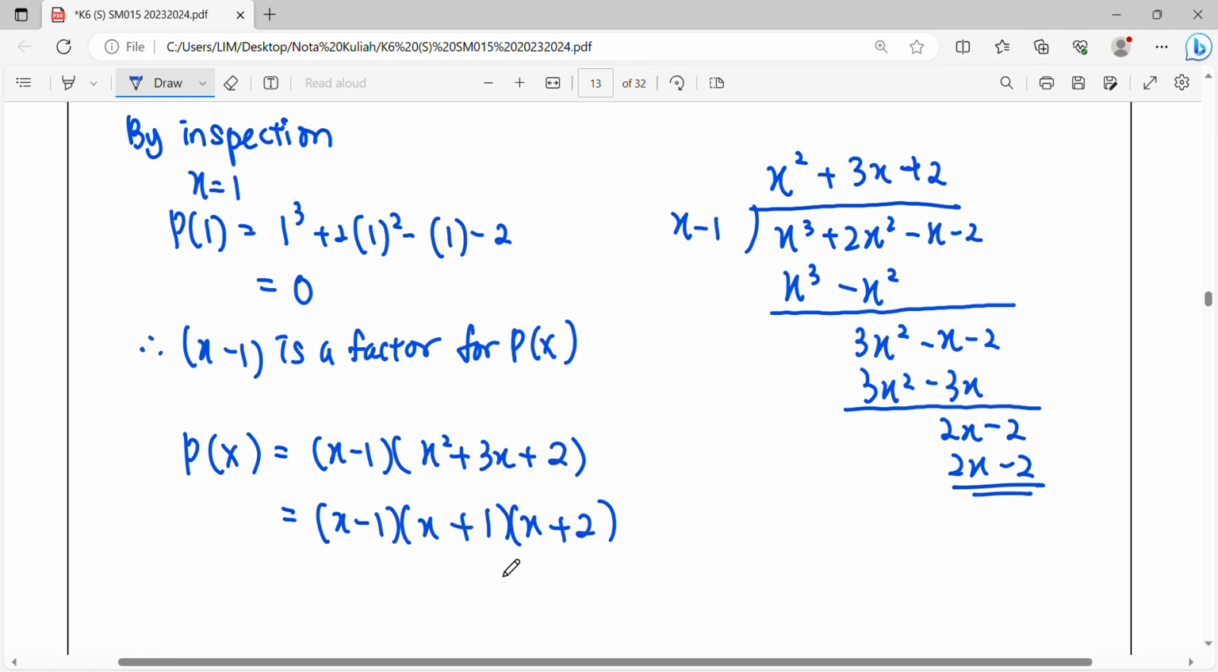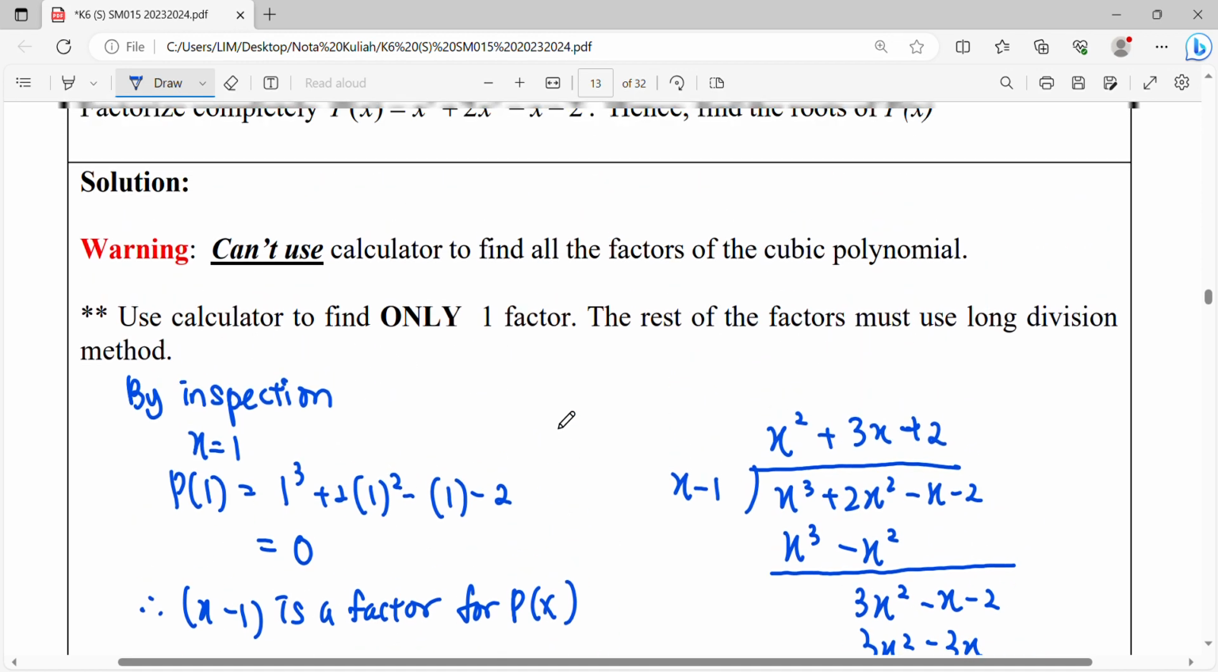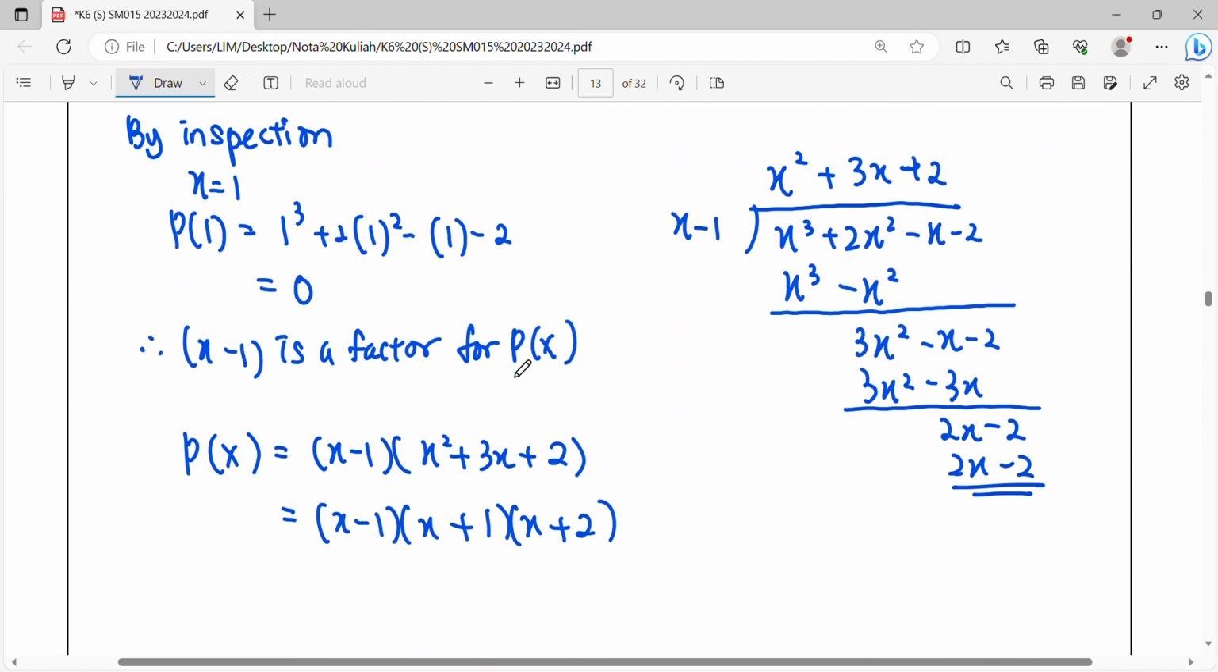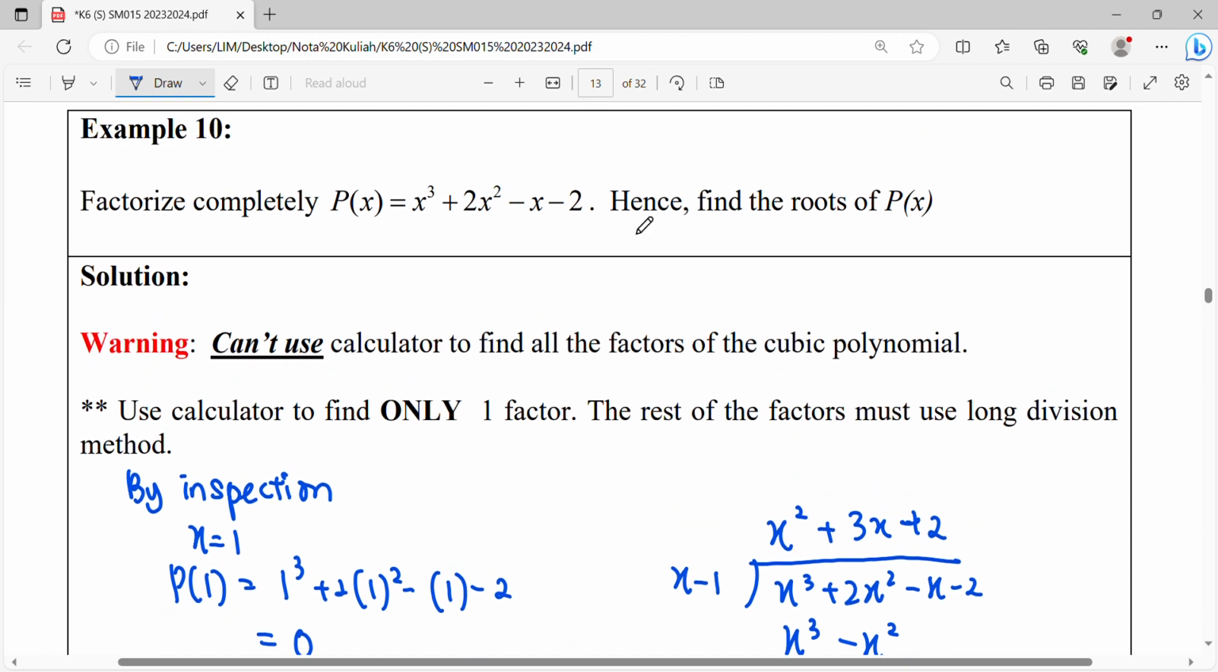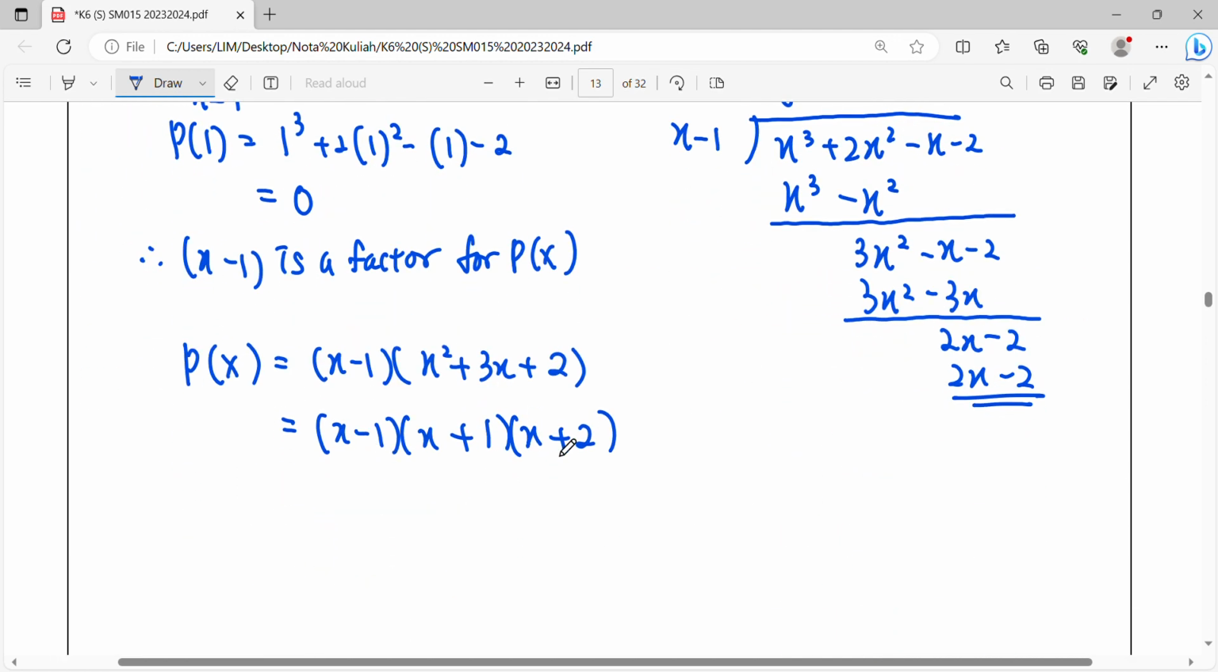From this quadratic, we factorize. So you can notice that our cubic polynomial now is factorized completely. Then for the next question, we're going to find the roots. Means we're going to find out what your x value is. So look at our factors here, our x values. So our roots are x equals 1, x equals negative 1, and x equals negative 2. This is all about our roots.